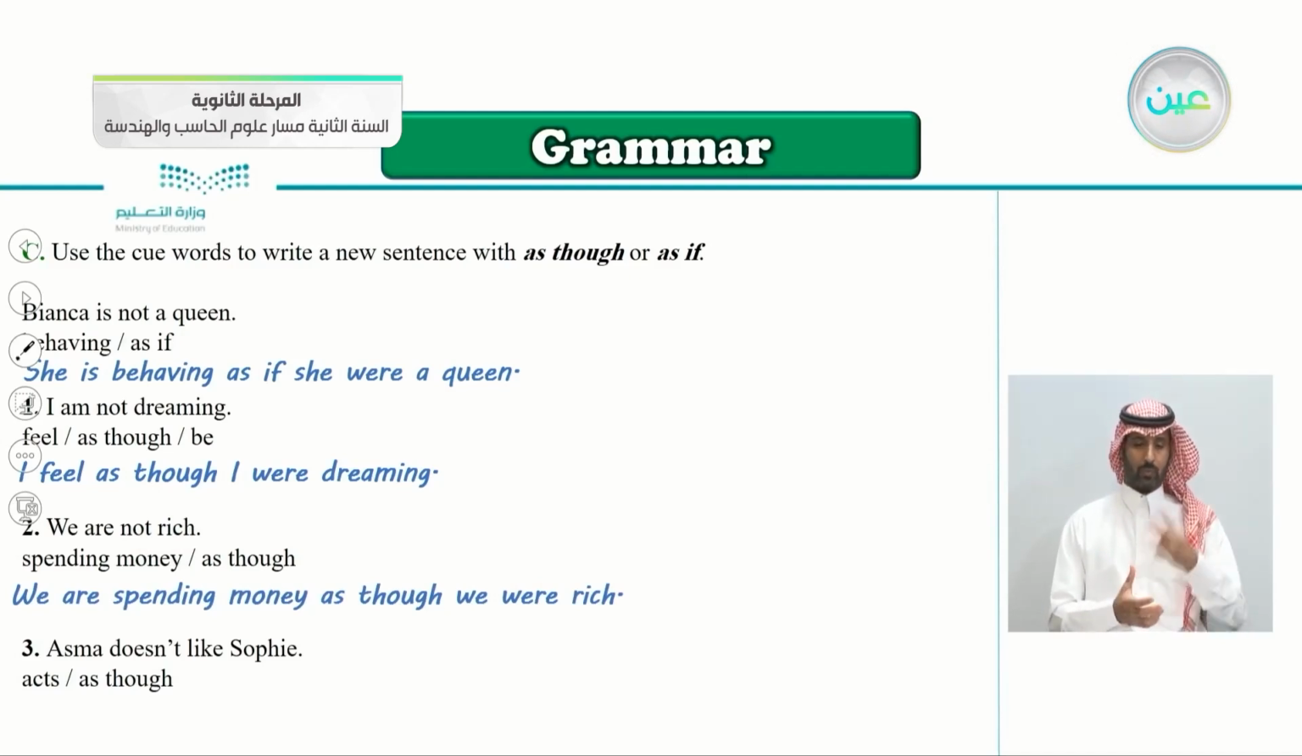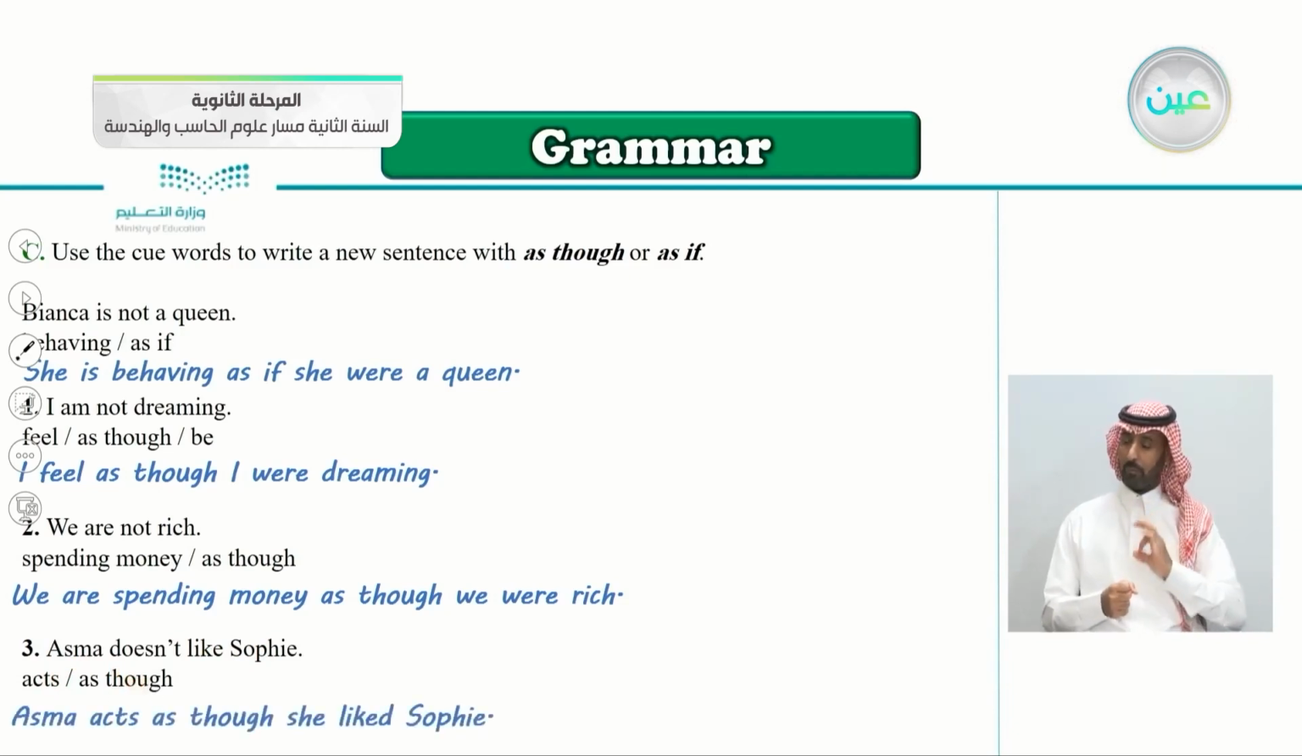Number three, Asma doesn't like Sophie. Doesn't like Sophie. This is the reality. Acts as though. Very good. Asma acts as though she liked Sophie, but in reality, she doesn't.